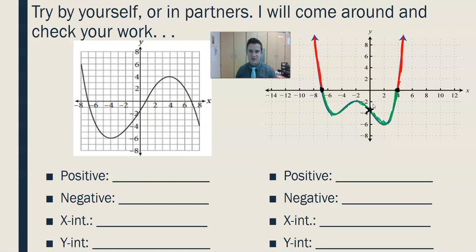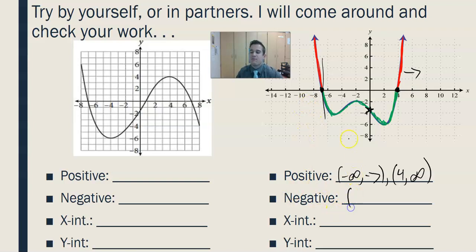Now I am equipped to label the intervals where this graph is positive, negative, and where this graph has an x and y intercept. So this graph is positive from negative infinity, so from all the way over here, all the way to this point right here, when x is negative 7. So I'm positive all the way up to here. The other part of this graph where I'm positive starts right here at 4 and goes to positive infinity. So my graph is positive from the x values of negative infinity to negative 7 and from 4 to infinity. That's where my graph is positive.